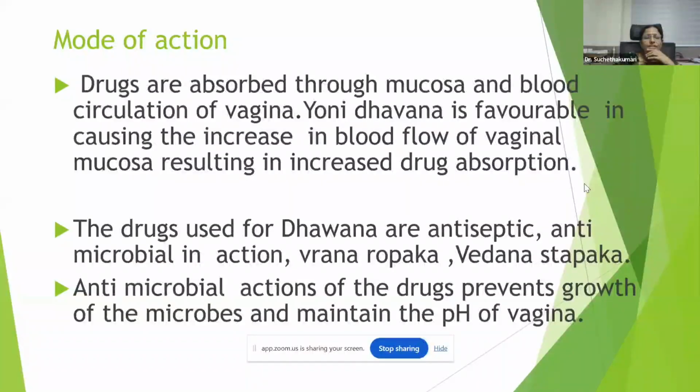Next is the mode of action. Here the drugs are absorbed through the mucosa and the blood circulation of the vagina. The Yonidhavana is favorable in causing an increase in the blood flow of the vaginal mucosa, resulting in increased drug absorption. The drugs used usually have antiseptic, antimicrobial action. Hence, they help in healing the infection and also decreasing the pain.